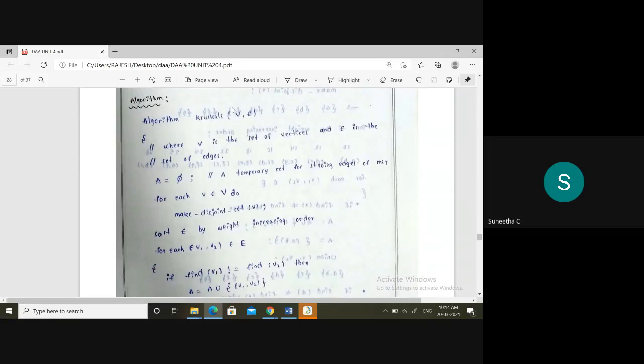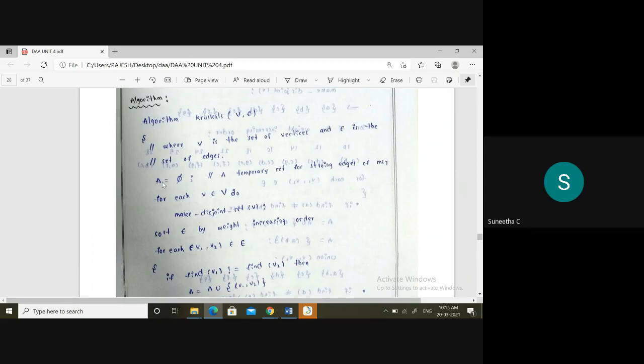Here in the algorithm, we are taking V and E as the input. Capital V means the set of vertices of the graph, and capital E is the set of edges of the graph. Then, for storing the edges of the spanning tree, we are taking one temporary set. That set we are indicating with A. A is equal to empty set, which means initially nothing is there in the spanning tree. You assume that A is the spanning tree.